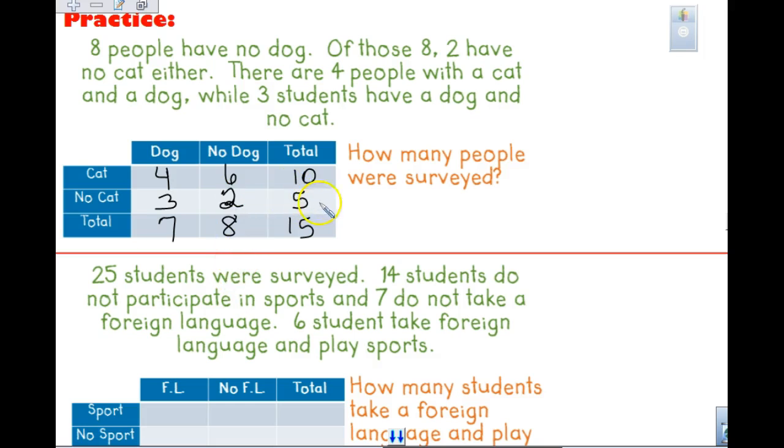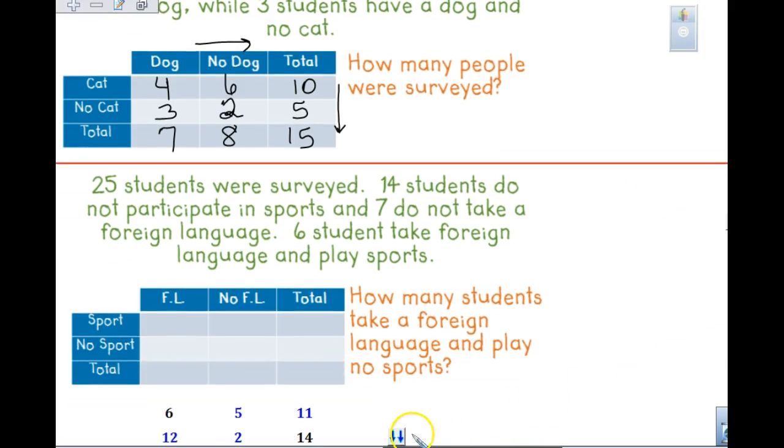So I always need to check that my columns are going to add up going down, and that my rows are going to add going across to give me those totals. So the next one down, I want you to try that one.